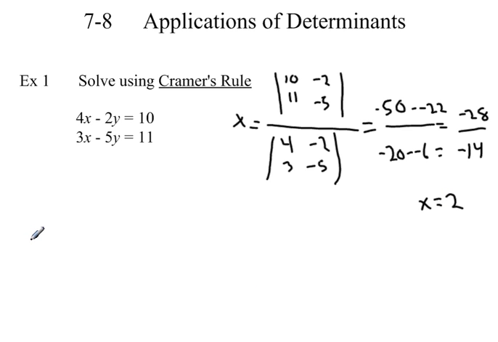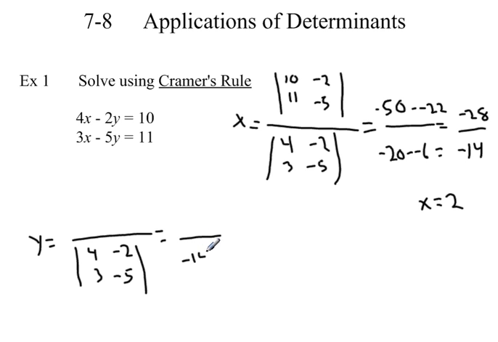Now we can find y the same way. So I'm going to say y equals, put a big fraction here. The bottom is going to be this determinant formed by the coefficients, which if you think about it, I don't even need to write this out really because I know that value is going to be the same thing we got when we found x, so it's going to be something over -14.